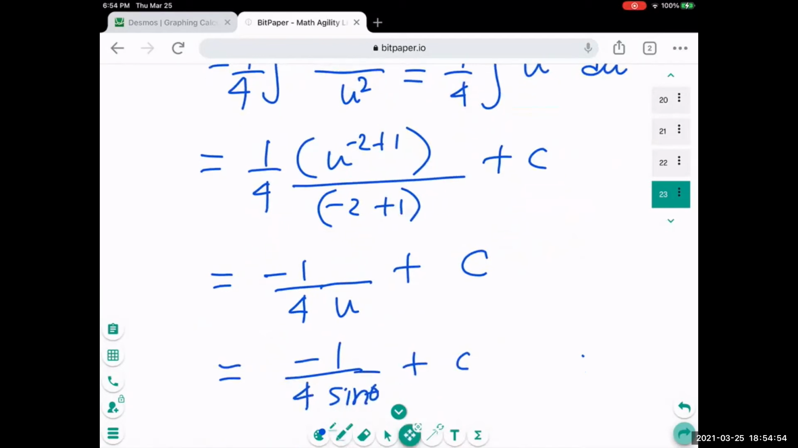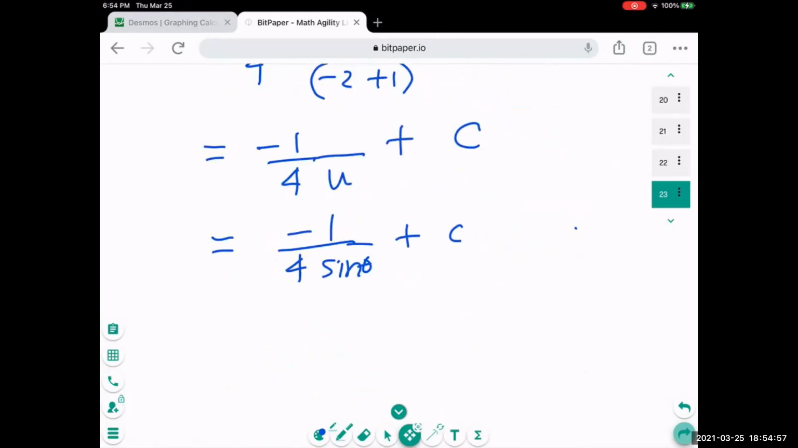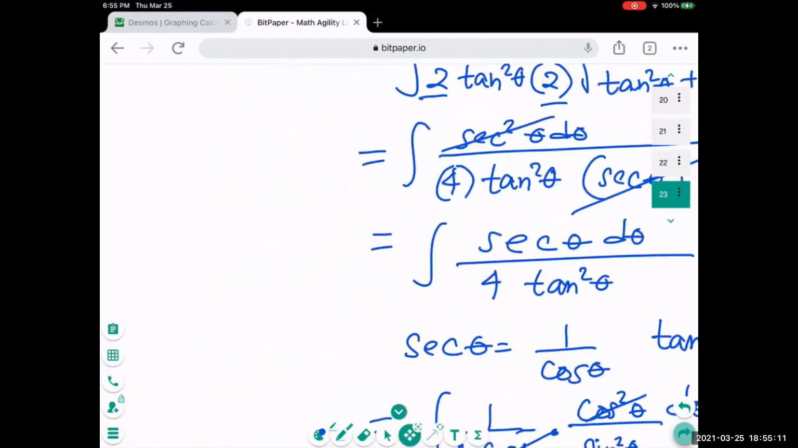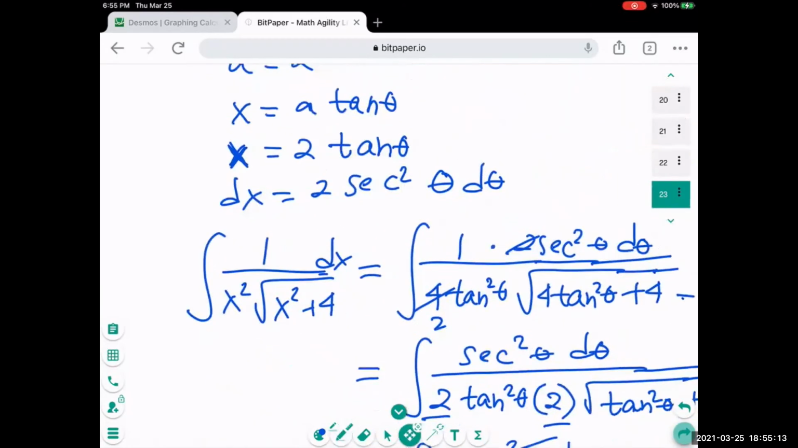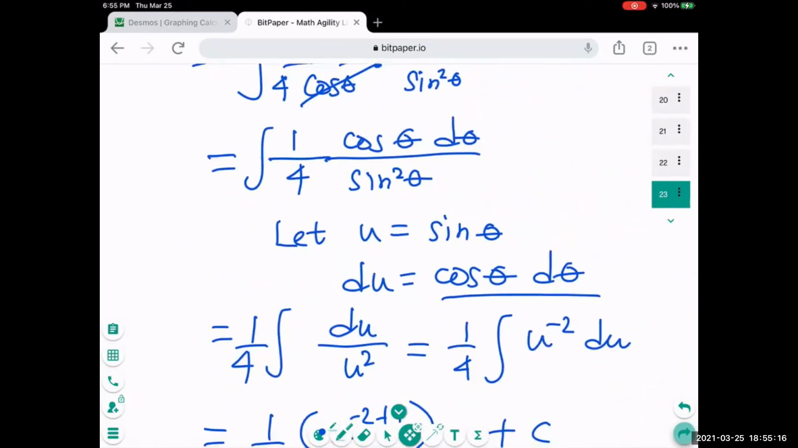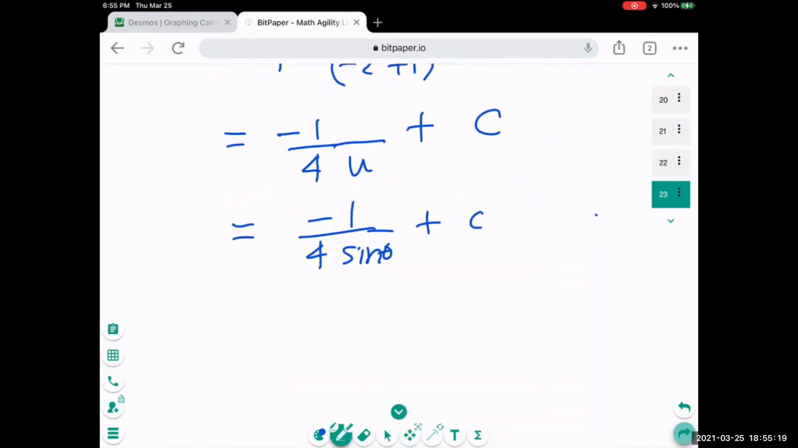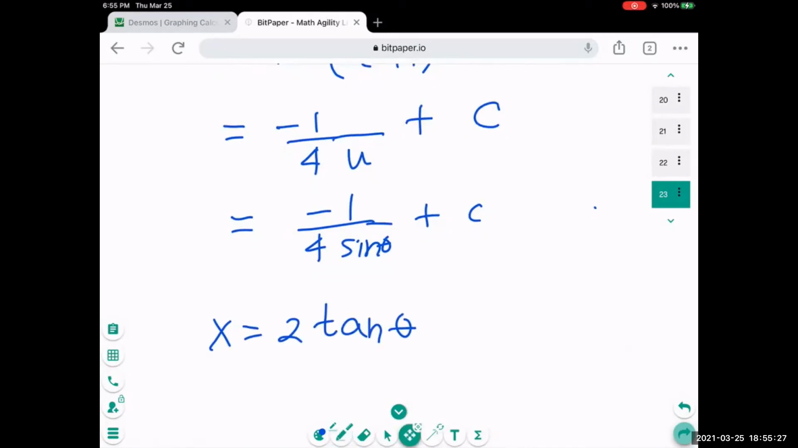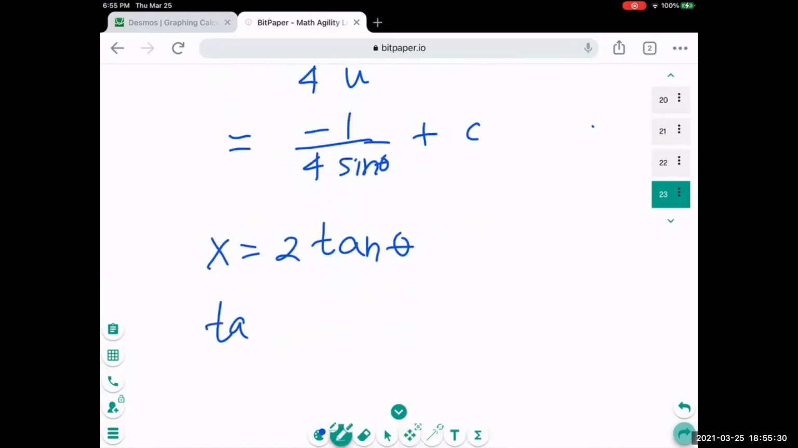So are we done yet? Not yet, right? Because we still have the sine theta. Our original variable is x. What did we use first for our x? Let's go back. x equals 2 tangent theta, right? So let's write it here as a reference. x equals 2 tangent theta, so tangent theta is actually equal to x over 2.